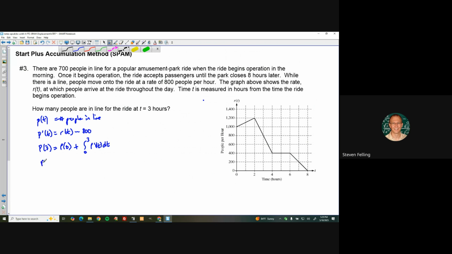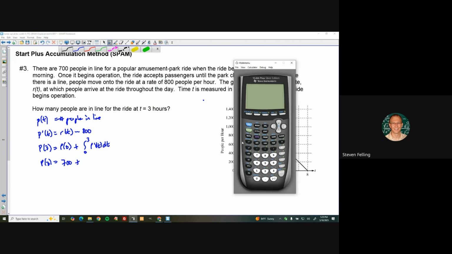All right, so P of 3 would be the amount at 0, and it said when the ride begins operation, there are already 700 people in line, so that would be 700 people, right, plus this math. I'm going to use math for this. They gave me R of t, so what I'm going to do in my calculator is enter this right here, this R of t.